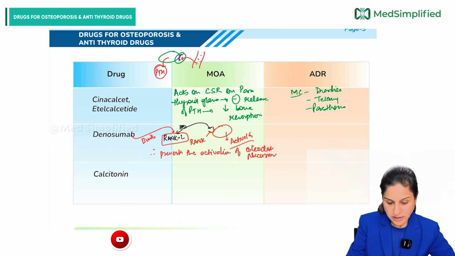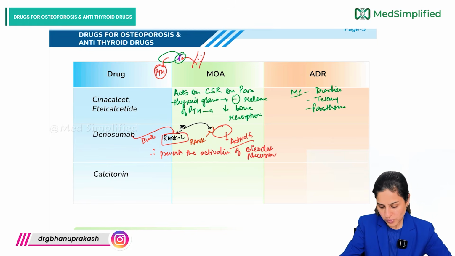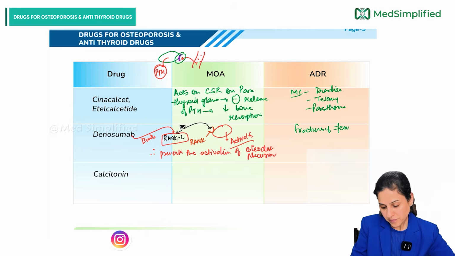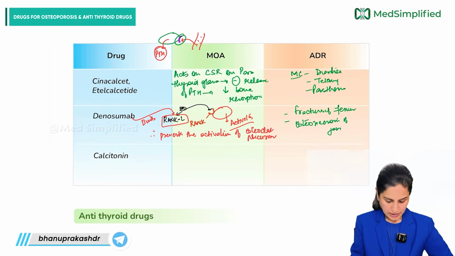Now, this drug is also used in serious cases of osteoporosis as such. And the major adverse effects are that it can again cause fractures of the femur, stress fractures, and it can also lead to osteonecrosis of the jaw. Okay.